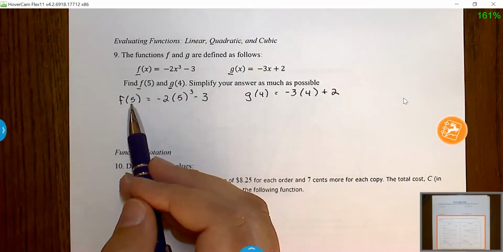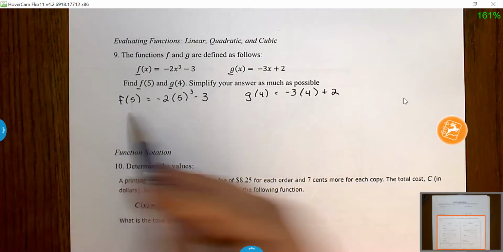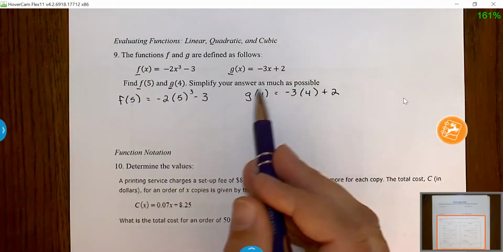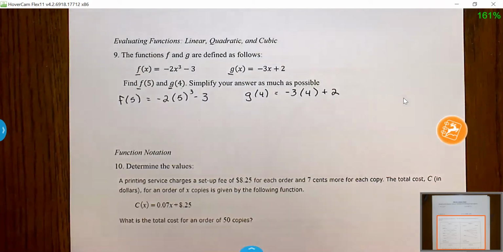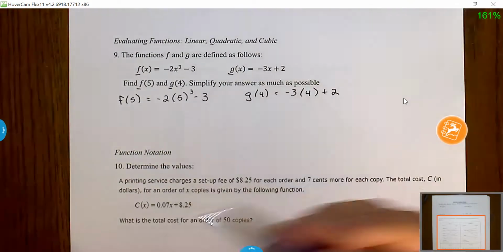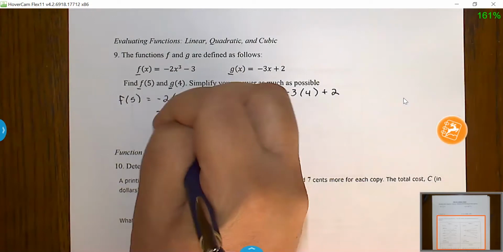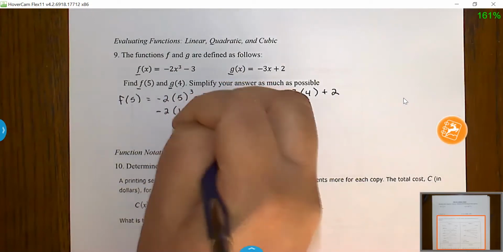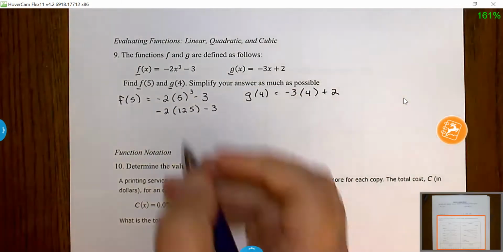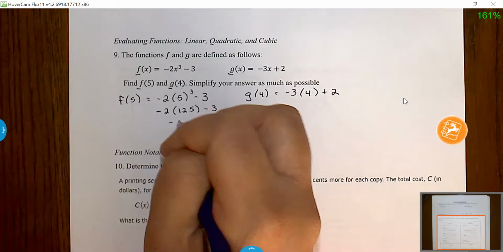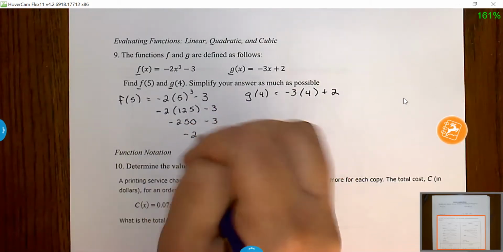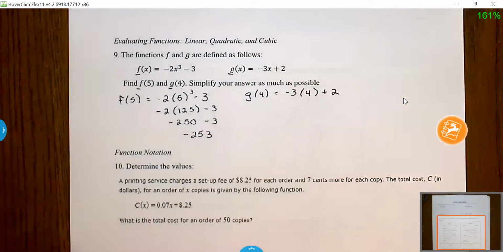This 5, some people make the mistake and divide their answer by 5 at the end, or divide their answer by 4 at the end to get g and f by itself. You don't have to. Just leave it as f of 5 and g of 4. So we have 5 to the third power. That's 5 times 5 times 5. So that'd be negative 2 times 125 minus 3. Negative 2 times 125 would be negative 250 minus 3. You're looking at an answer here of negative 253.